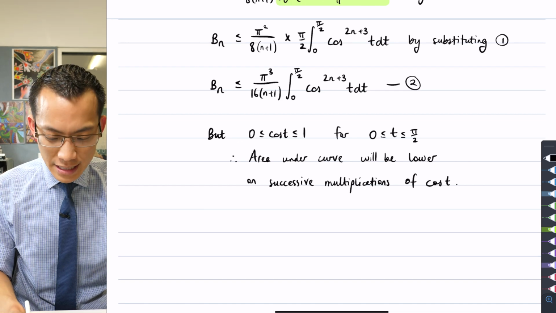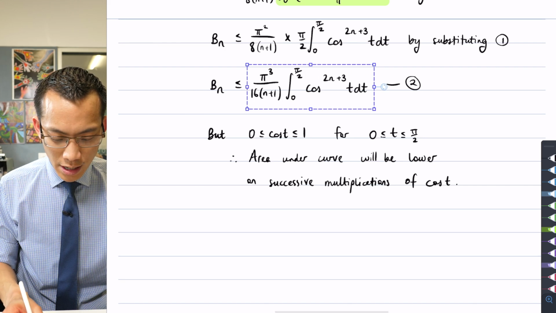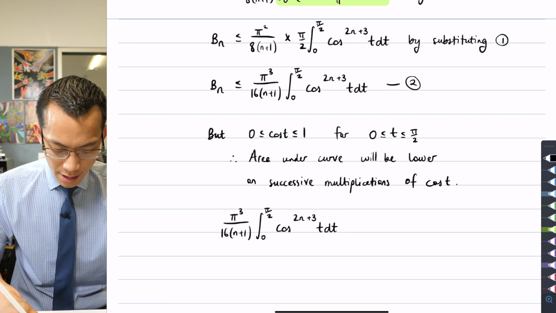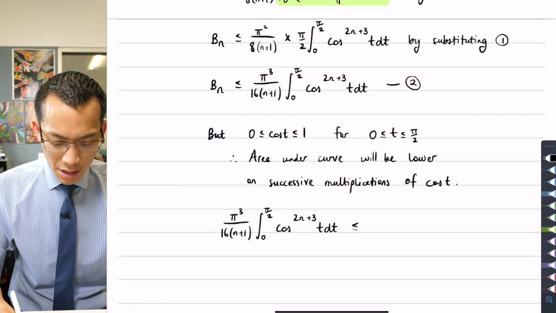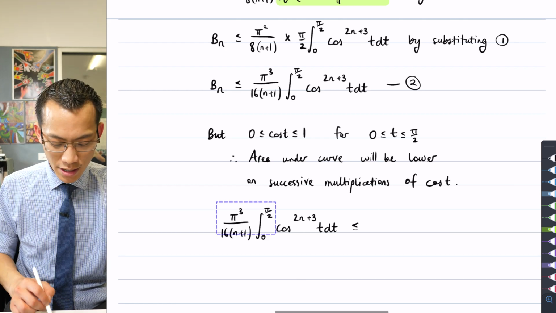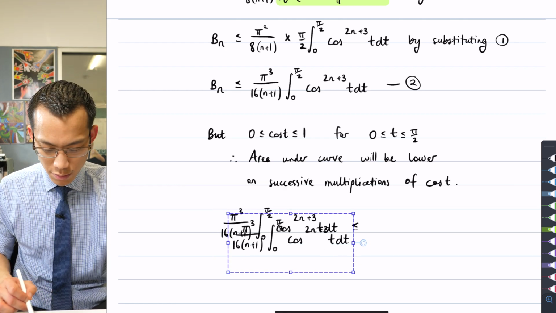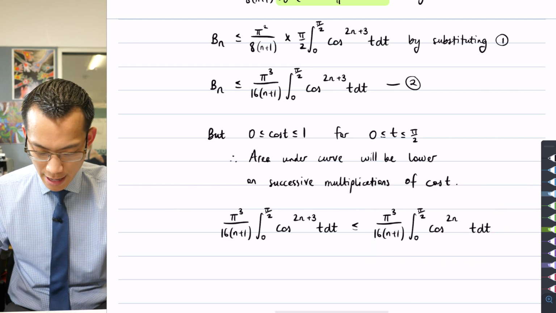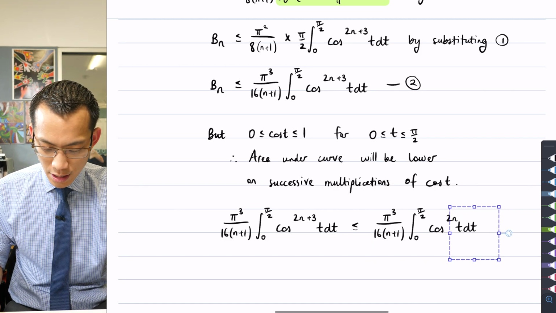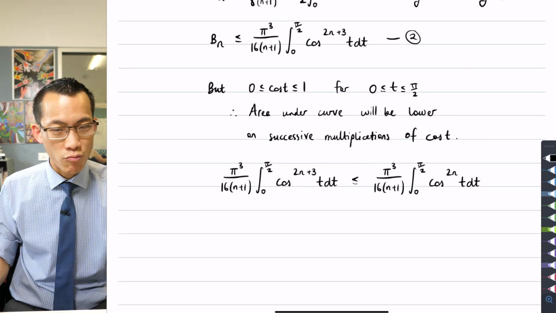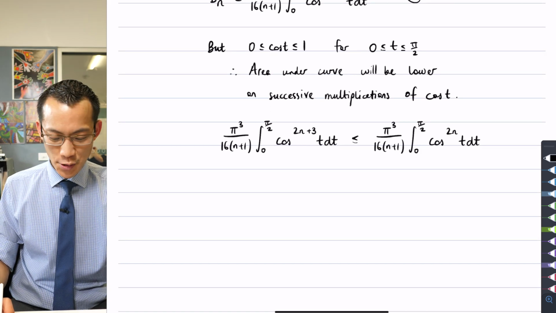So therefore, what that tells me is that this over here, I can duplicate that, that is going to be less than or equal to the same thing, but before you multiplied it by cos t 3 times. So that's all of this, and I'm just not going to have the plus 3 right there. Okay, so this here is what I've just reasoned through, and obviously it's critical that you provide some rationale, some substantiation for your claim.